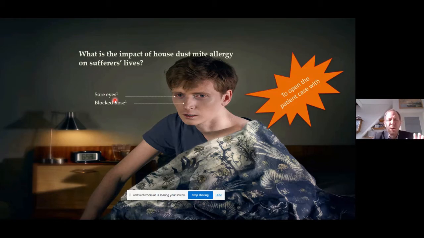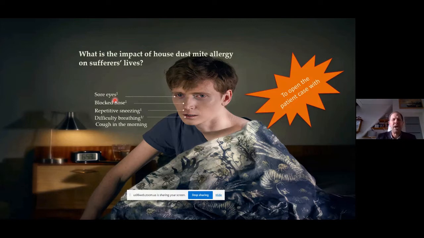So which additional symptoms can be present? It also can give the typical allergy symptoms like repetitive sneezing or difficulties breathing and cough in the morning as the first sign of getting asthma. And if you look at these symptoms, a blocked nose, repetitive sneezing, this sounds a little bit like having an infectious cold, or maybe even a little bit like getting COVID.